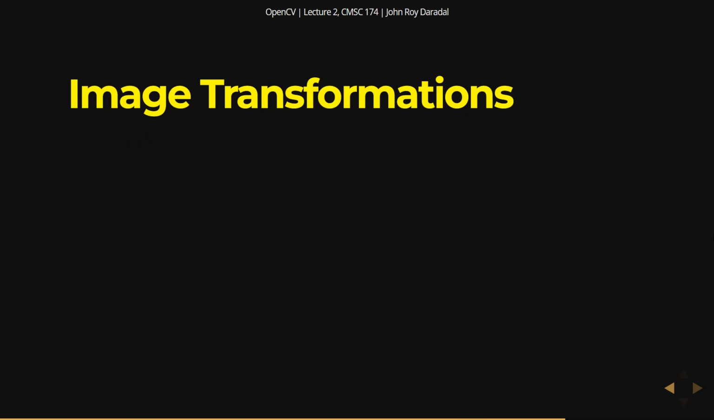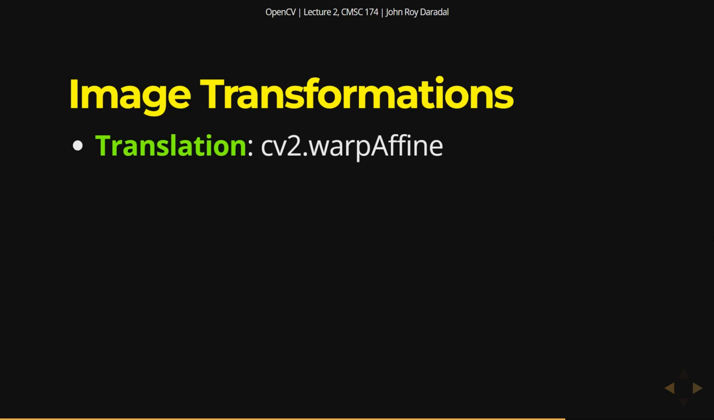And then finally, we'll now look at some of the transformations that you can do in OpenCV. You can do translation, meaning you move the image, like 50 pixels to the left or 20 pixels down. You use the warp affine function for this one. So that's translation. You move the image.